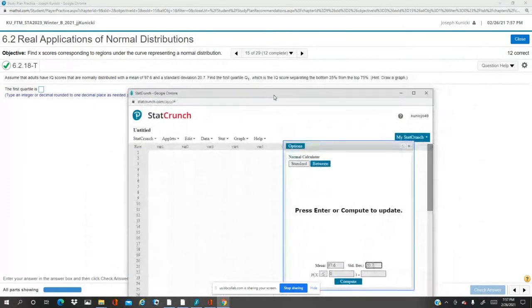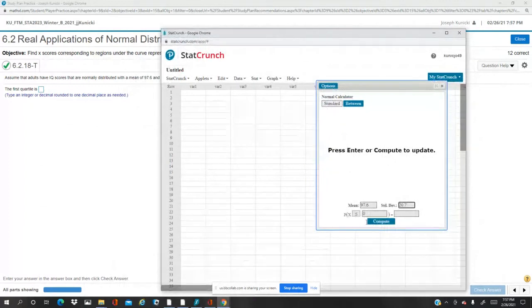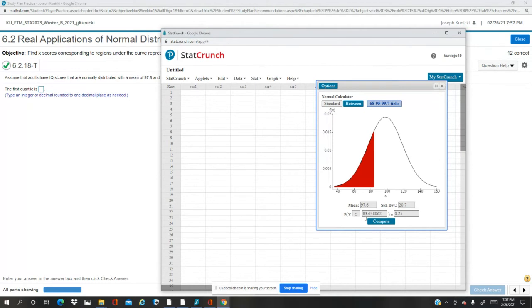Well, quarter, 25%. 25% are at the bottom, 75% on top. So we want X less than some number is equal to 25%. So 0.25. This is the number on the X distribution for IQ scores. That'll be the 25th or the first quartile, 25th percentile. And they want it to one decimal place, so 83.6.